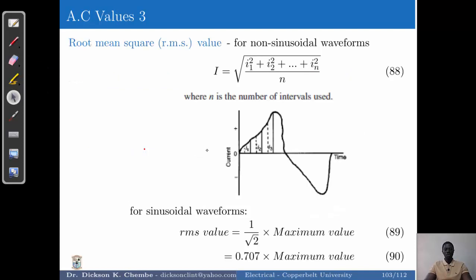The RMS value for non-sinusoidal waveforms is found by taking the half cycle and dividing it into n intervals. We use an approximation method where we square the values of these intervals, add them up, divide by the number of intervals, and take the square root to get the root mean square. For sinusoidal waveforms, we can find the root mean square value by taking 1 over root 2 multiplied by the maximum value, or 0.707 multiplied by the maximum value. That gives you the RMS value of a sinusoidal waveform.